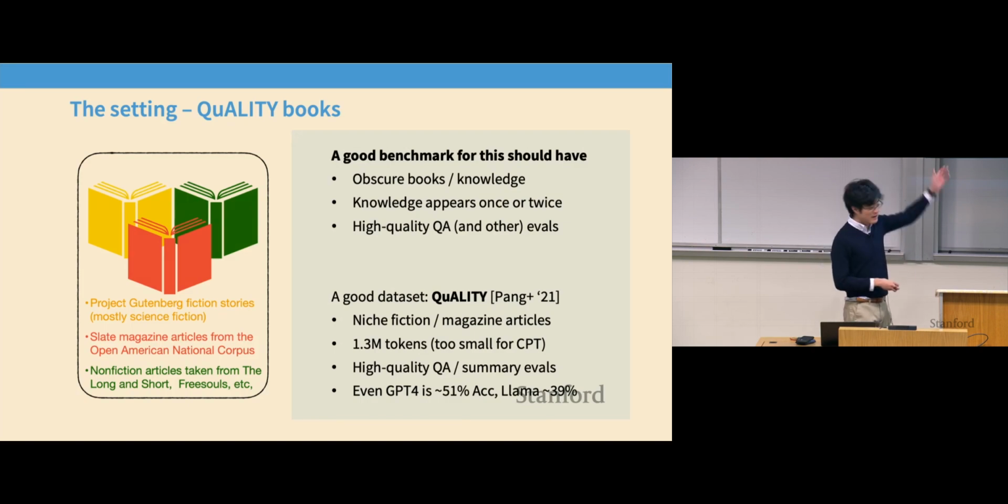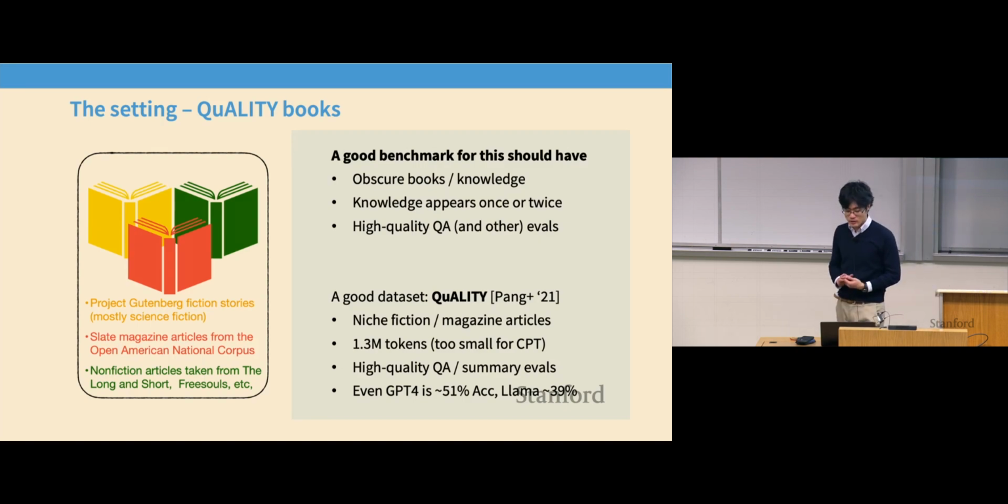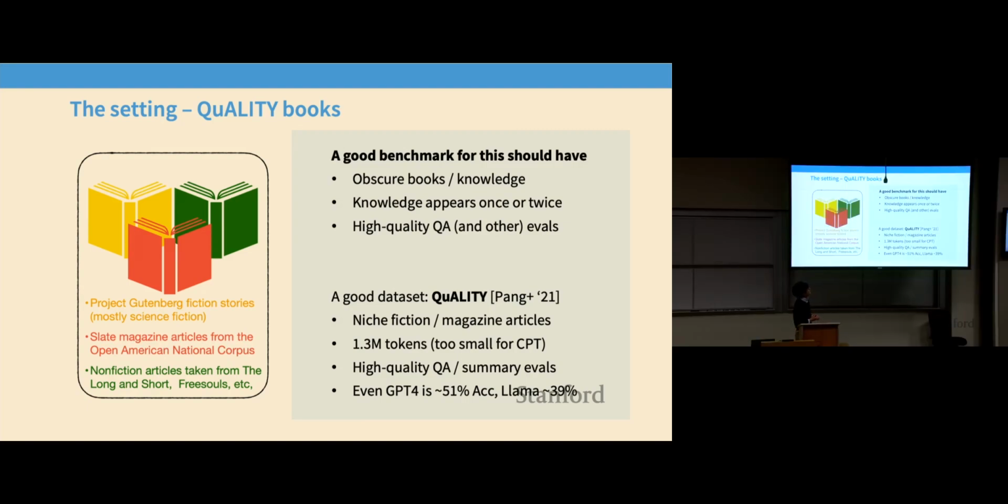There is exactly such a data set called Quality, published by some folks at NYU and Anthropic. They basically took a bunch of somewhat obscure public domain books that most language models don't really know very well. Knowledge, in this case, appears once or twice in the pre-training data set, and there are high quality human written QA evals written against these books. So Quality fulfills all of these criteria. It's niche fiction, it's a fairly small amount of tokens, and there are high quality QA and summary evals.